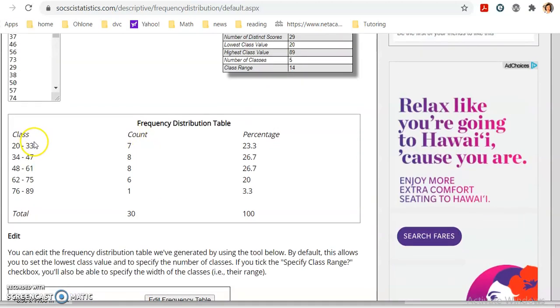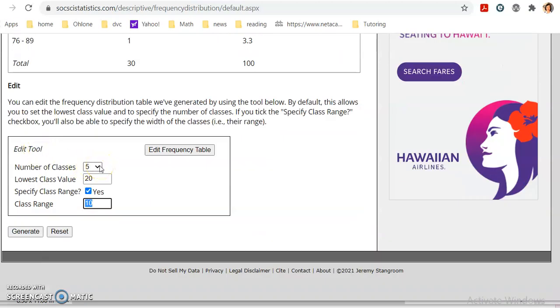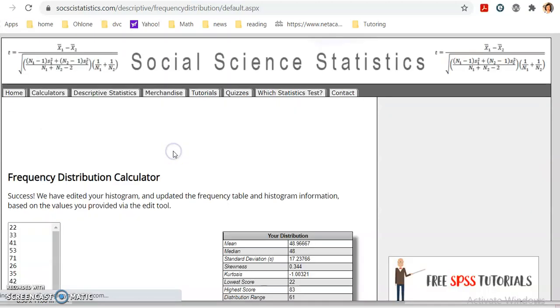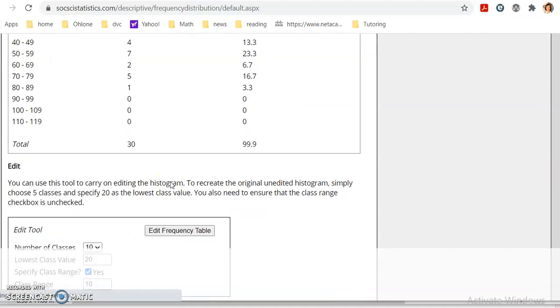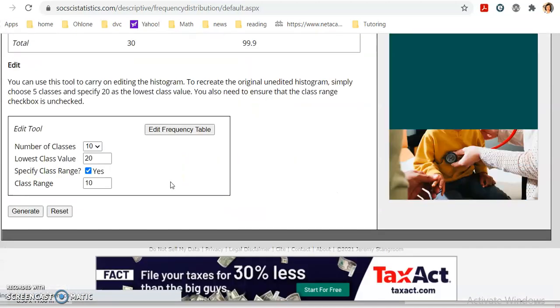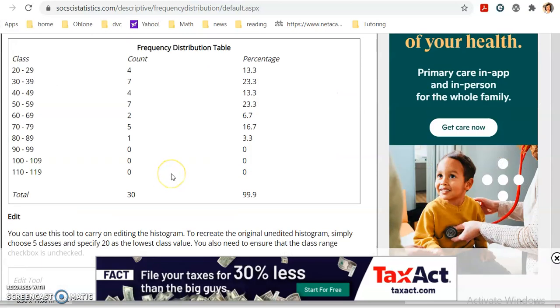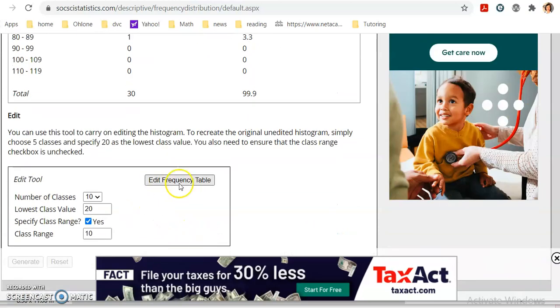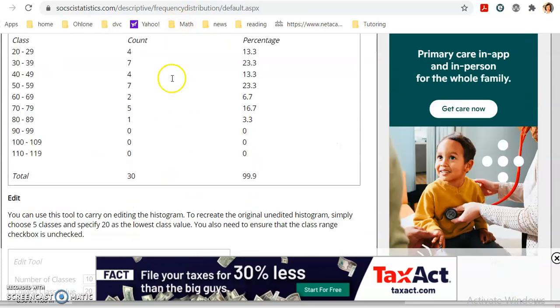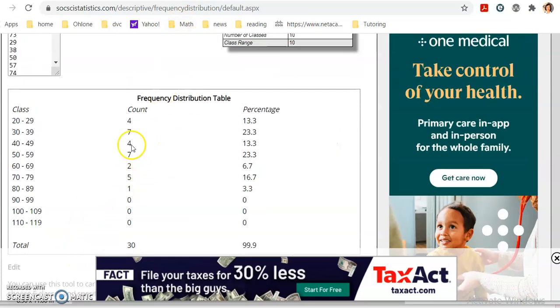Now, when they do the default, they have 5 classes also. But when we make the class range smaller, you should have more classes, right? So let's just randomly say 10, because if worst comes to worst, we can cut it back later. And then I think we say edit frequency table. Did they change? Yeah. You press edit frequency table, so that means you want to change it with a new setup.